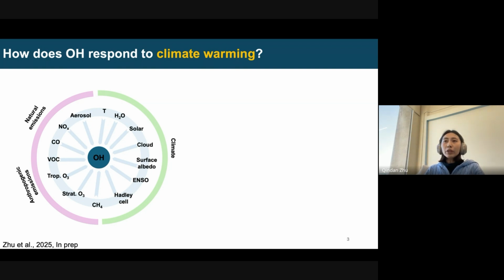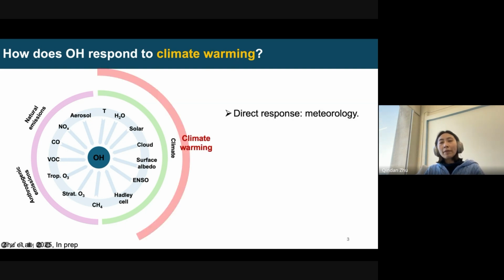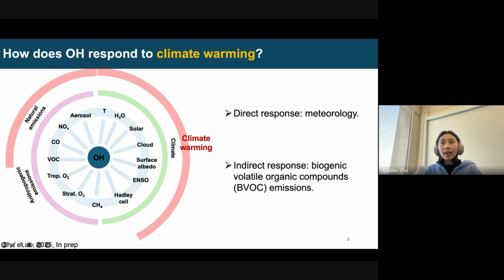So if we ever want to categorize the OH response to climate warming, we find that it can come from a variety of different OH drivers. If we summarize them into two groups, the first pathway would be through these meteorological changes, and we call it a direct OH response to the climate warming. But we also see a second, indirect pathway that is through these temperature-sensitive natural emissions. So here we only focus on one of these natural emissions, which is biogenic volatile organic compound, or BVOC, emissions.